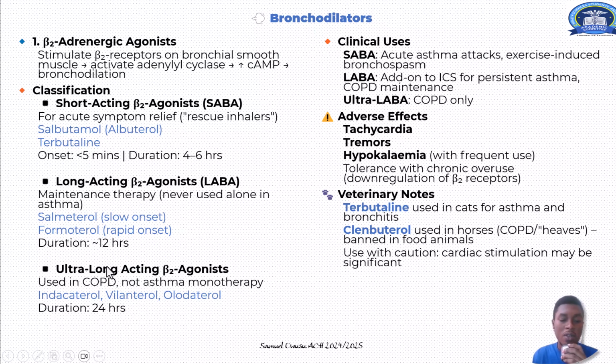And the ultra long acting beta 2 agonists are not specifically used in asthma. They are used in COPD, that's chronic obstructive pulmonary disease management. So we have indacaterol and then vilanterol and olodaterol. Now, one thing I forgot to mention is that the long-acting beta 2 agonists are not supposed to be used alone. Whenever you want to use any of these agents, you have to use them together with an inhaled corticosteroid. That is a new guideline.